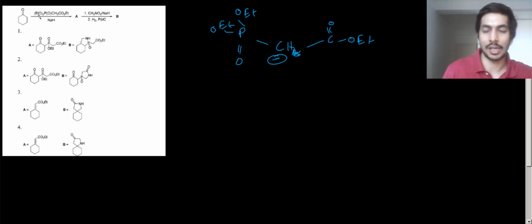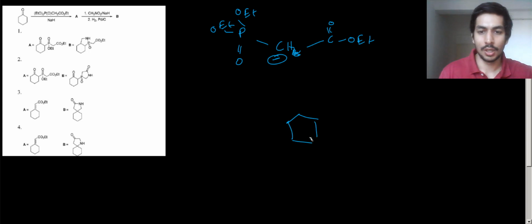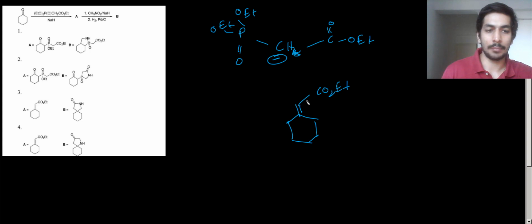We have a ketone. I'm not going to show you the Wittig mechanism. It's very simple, you can draw it by yourself also. Basically, this is the Horner-Wadsworth-Emmons reaction, but it is very similar to the Wittig reaction, right? The only difference is we have a phosphonate group over here, right? So we get CO2Et, right? So the alkene formation is going to take place. So this is very easy.